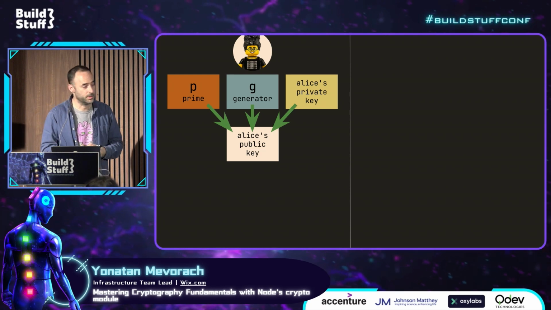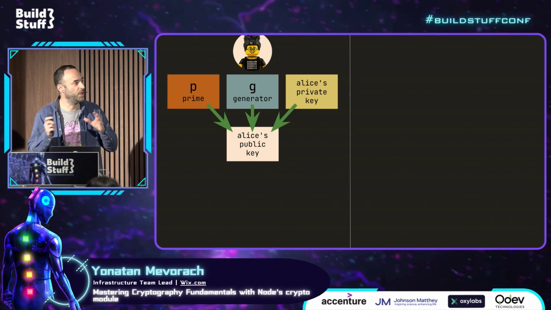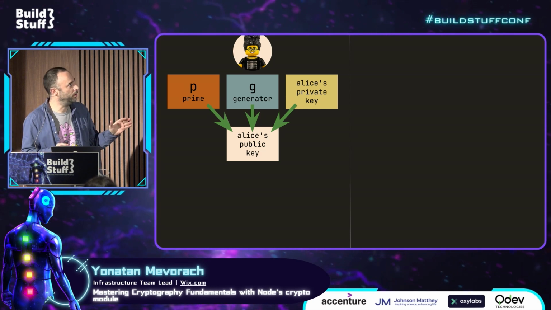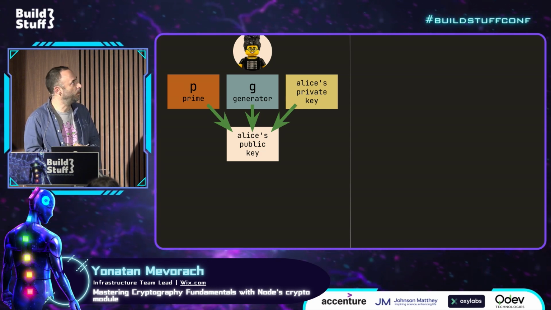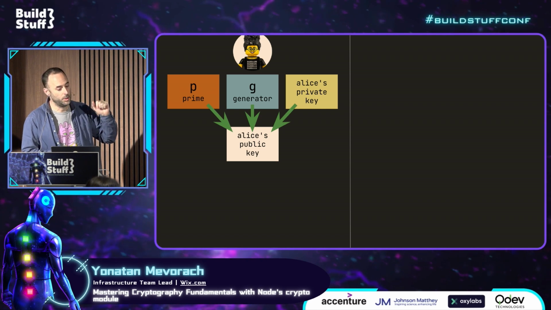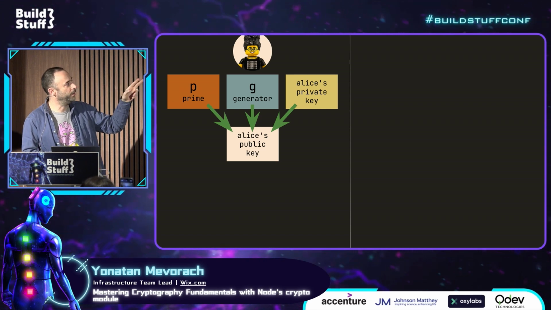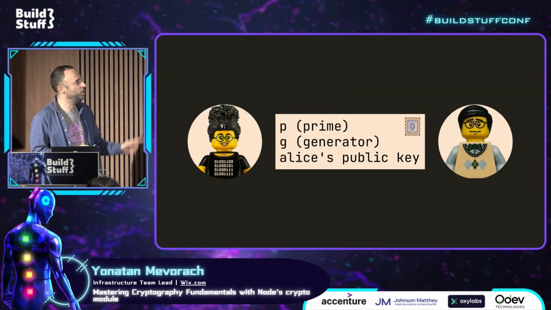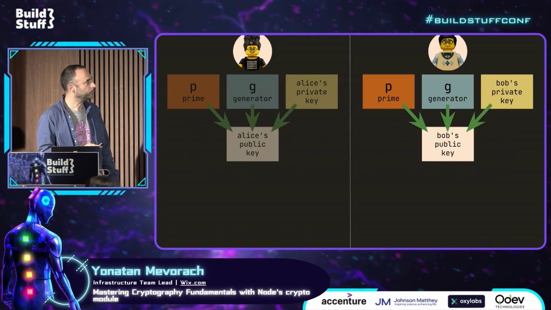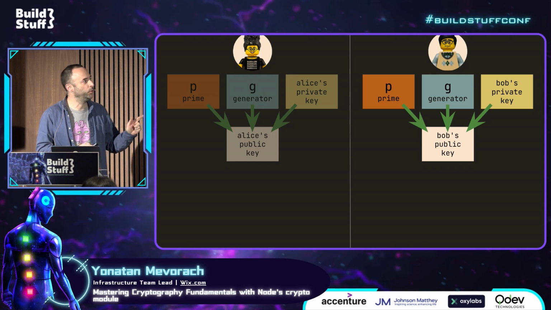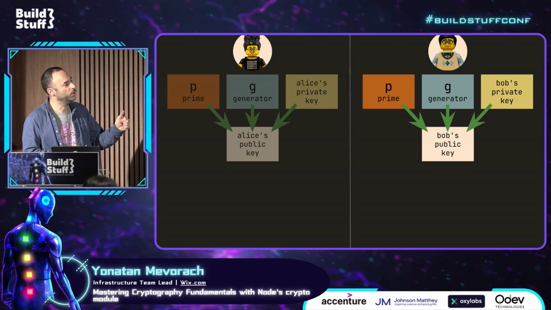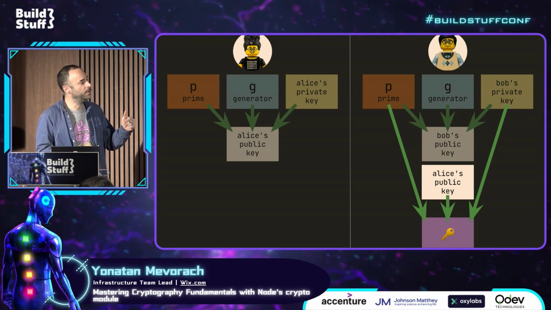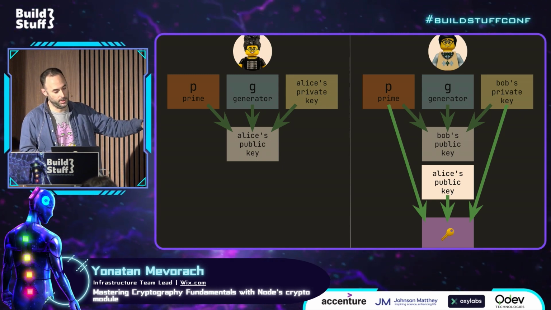So let's see how this works. In order for Alice and Bob to generate a shared key, even though they're communicating over an insecure channel, and end up with a shared key that only they will know, these are the steps they will take. Alice will get a prime, a generator, and her private key, and she will use them to derive her public key. Then she will send these over to Bob. Bob will do the same with the same prime and generator, but with his private key, which will generate his public key. Then he will take Alice's public key and use it to derive the shared key.